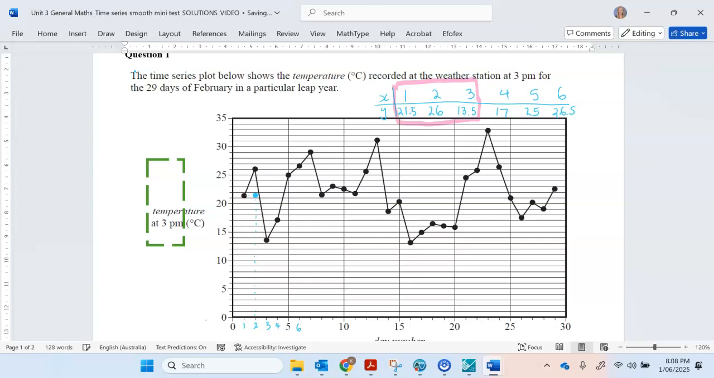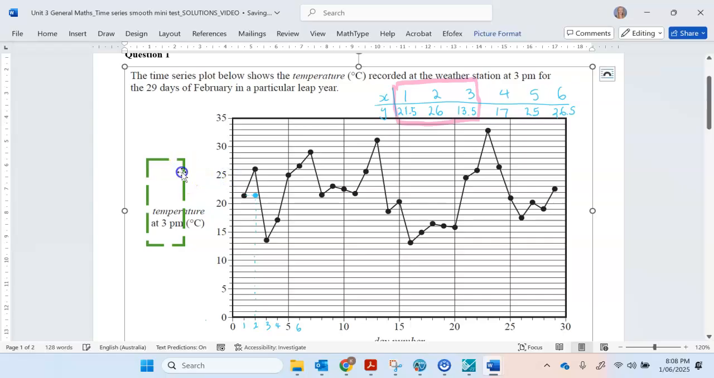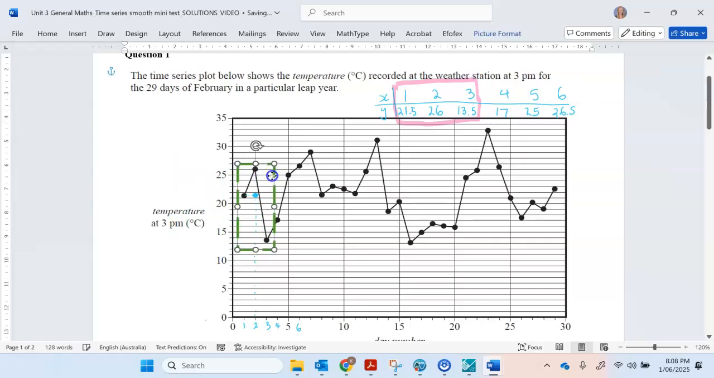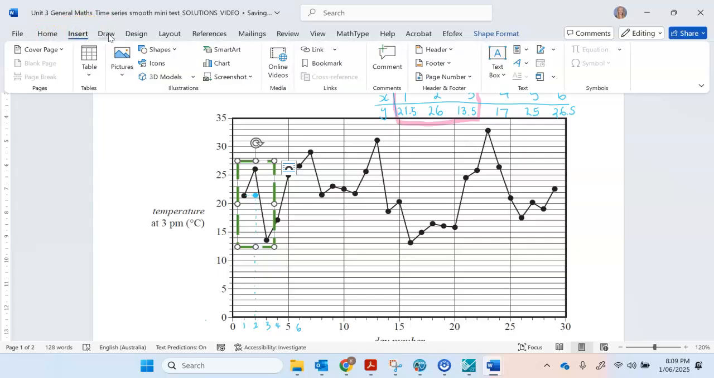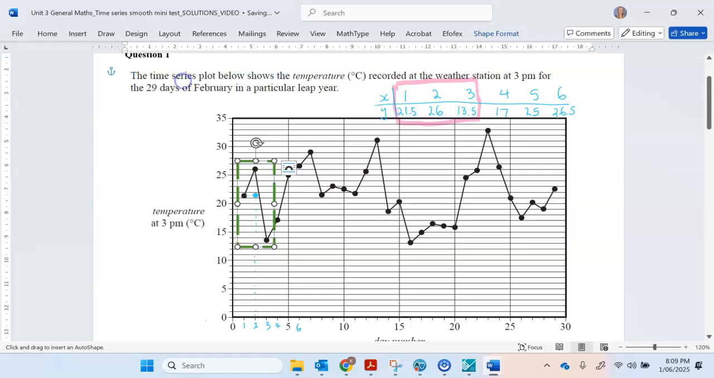My middle X value is 2, so we don't have to reorder that. But when I'm looking at the graph, I'm just looking at the first 3 points. So you can get your ruler, and I don't have a ruler here, so maybe I'll just get another shape. Let's just say that's your ruler, and we're going to move it up.